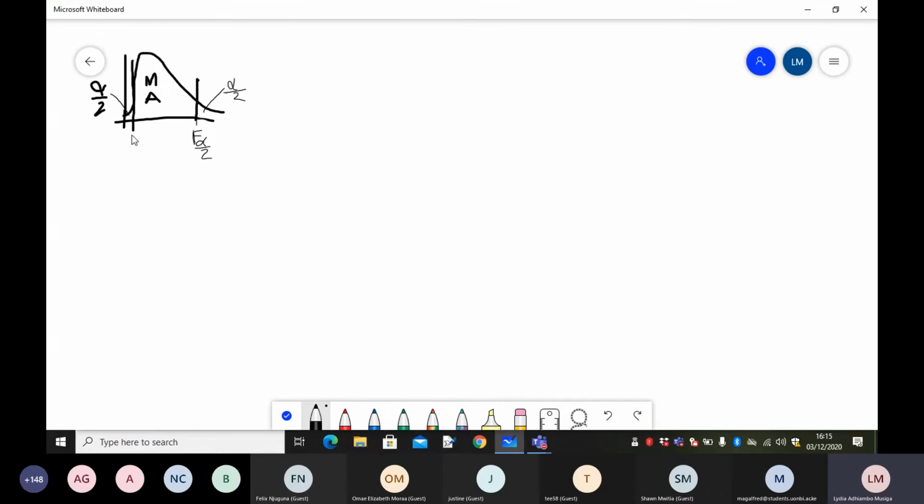And to identify the left F value, that F value will be F of 1 minus alpha over 2, because to the left of that F value we have an area of alpha over 2, and to the right of that F value, we have an area of 1 minus alpha over 2.